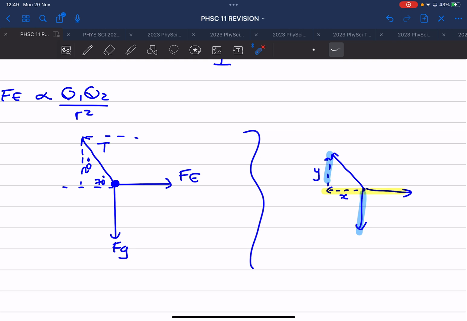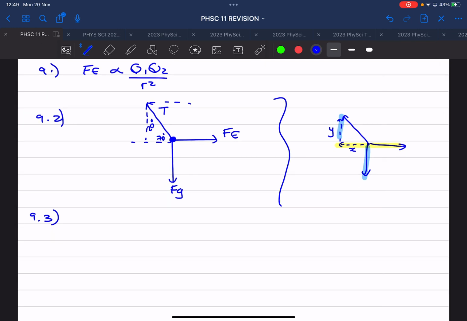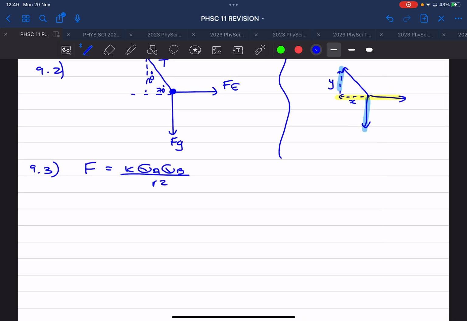Okay, 9.3 sê hulle vir jou. Bereken die grootte van die elektrostatiese krag. Calculate the size of the electrostatic force that B exerts on A. Okay, daarvoor gaan ek Coulomb se wet gebruik. KQ_A Q_B op r kwadraat. K is a constant that you'll find on your data sheet. Hulle het dit klaar vir jou omgeskakel. Do you see it's already converted?